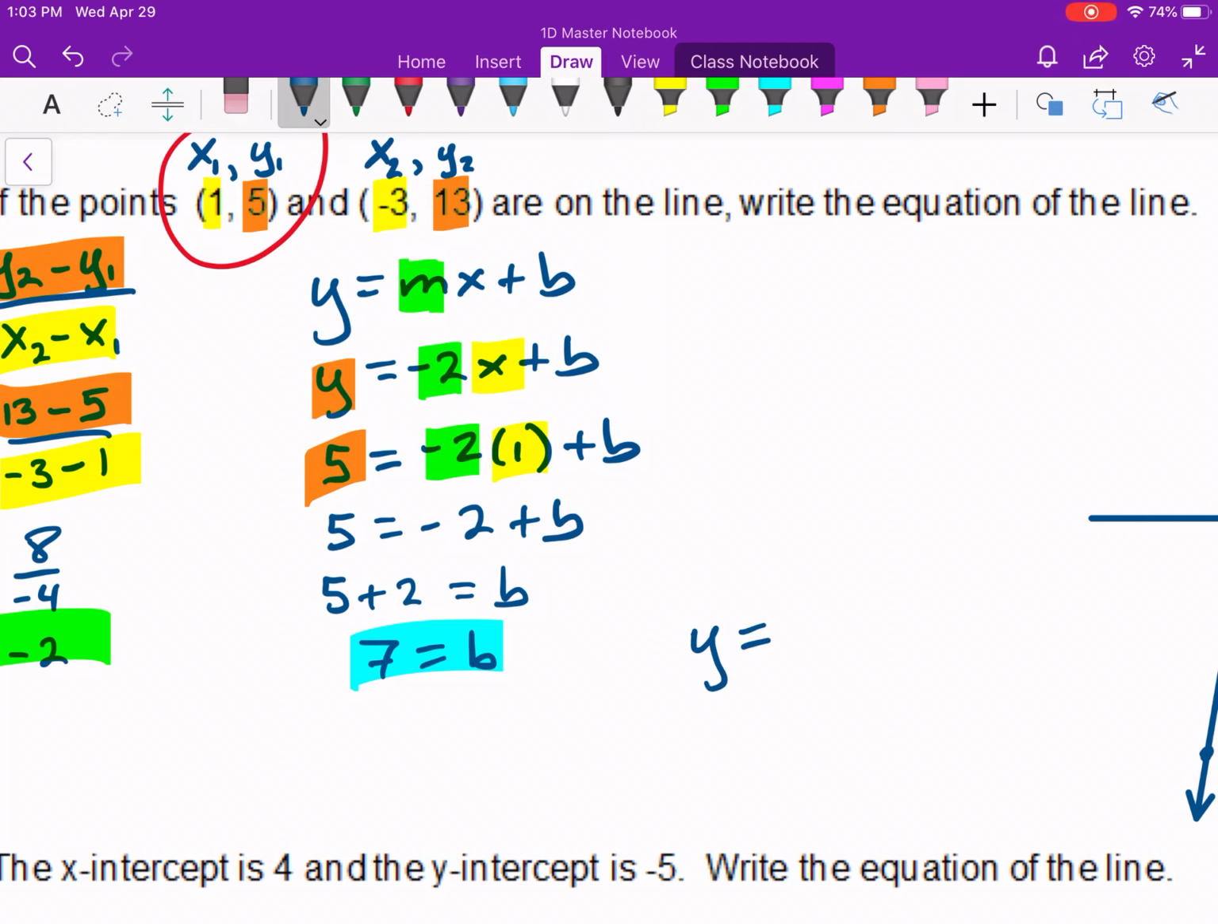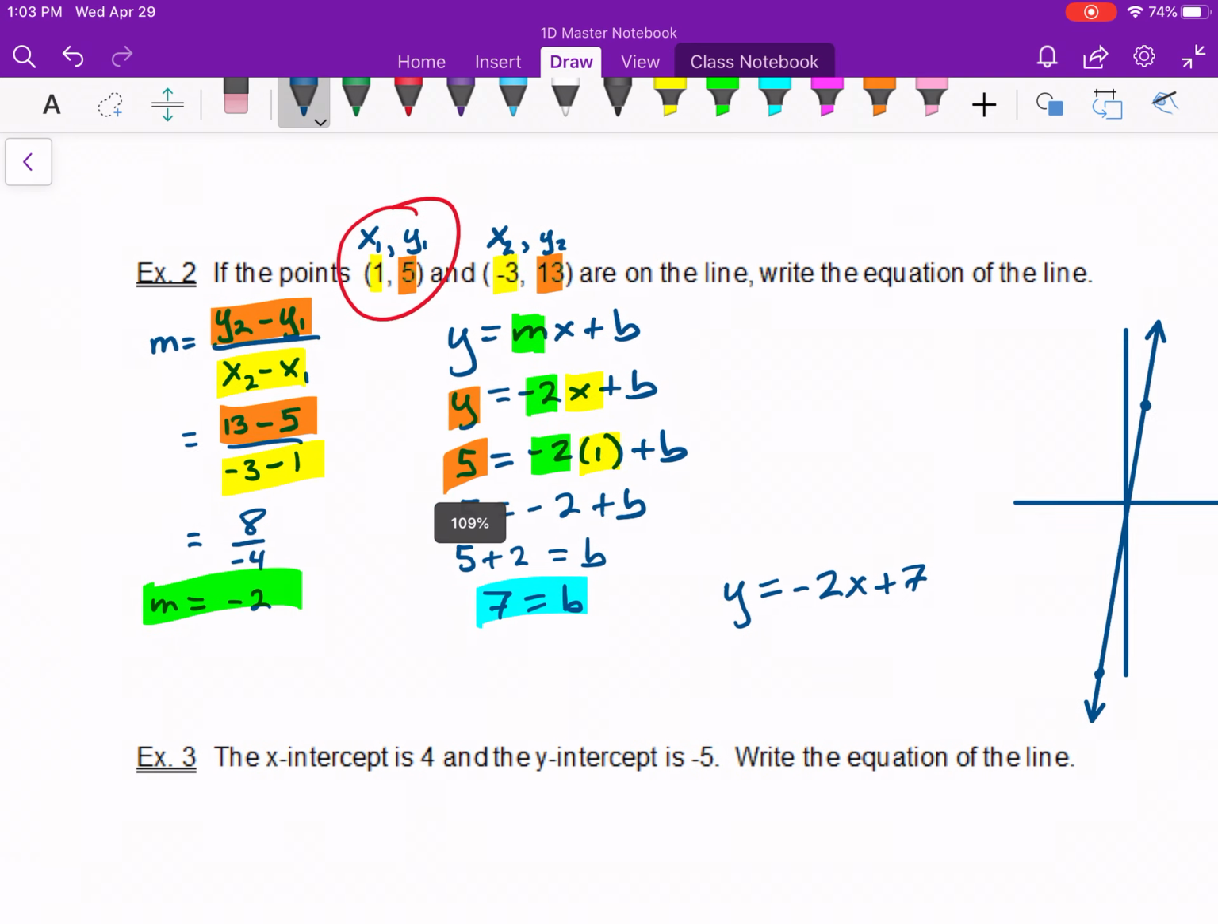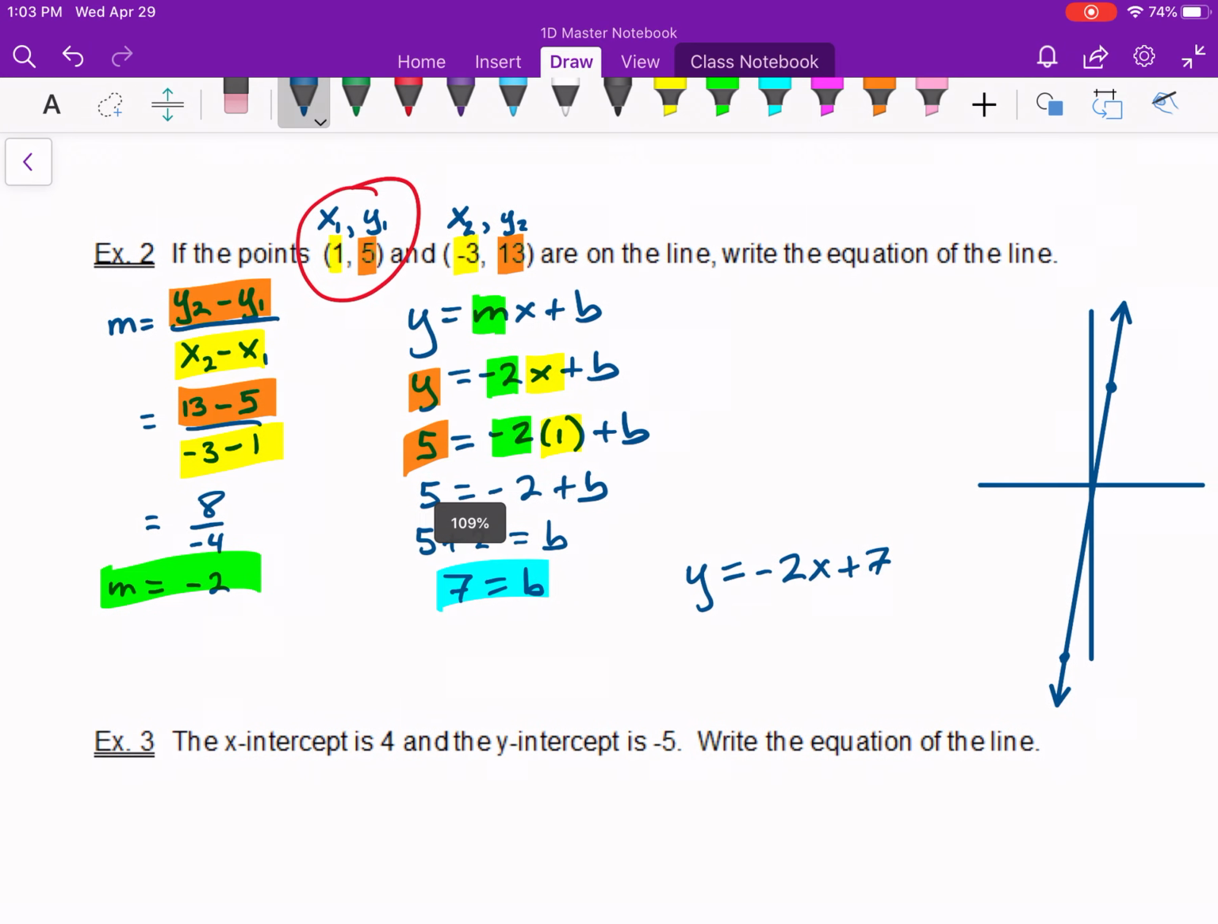y equals negative 2x plus 7. Now, I didn't plan this, but as I'm writing it out, some alarm bells are going off in my head. So maybe this is a good chance to check things out and just sort of see, what do you do if you're getting a bad feeling about things?